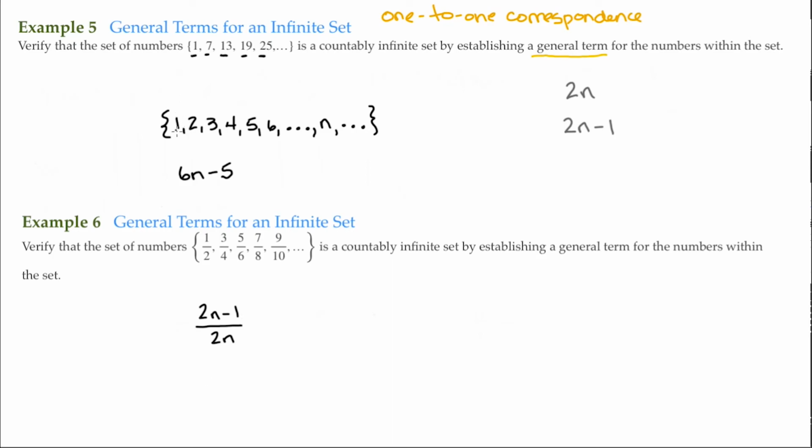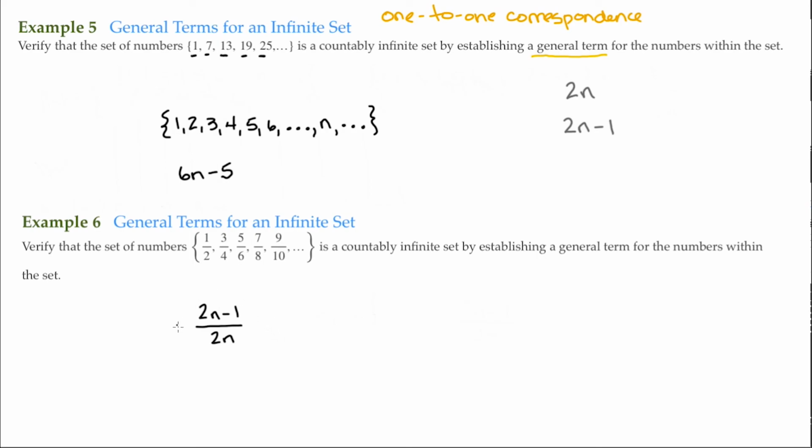Again, if we slug in 1, 2 times 1 is 2, minus 1, that's 1. And 2 times 1 is 2. If we slug in 2, 2 times 2 is 4, minus 1, that's 3. And 2 times 2 is 4. We'll try one more. We'll slug in 3. 2 times 3 is 6, minus 1, that's 5. And 2 times 3 is 6. So it seems as though we've established a pattern.